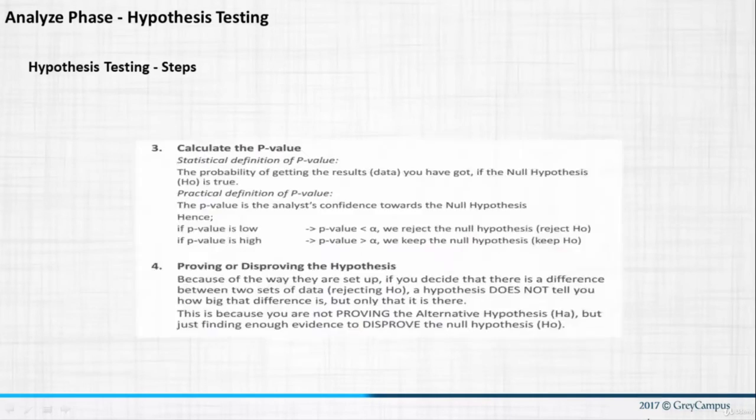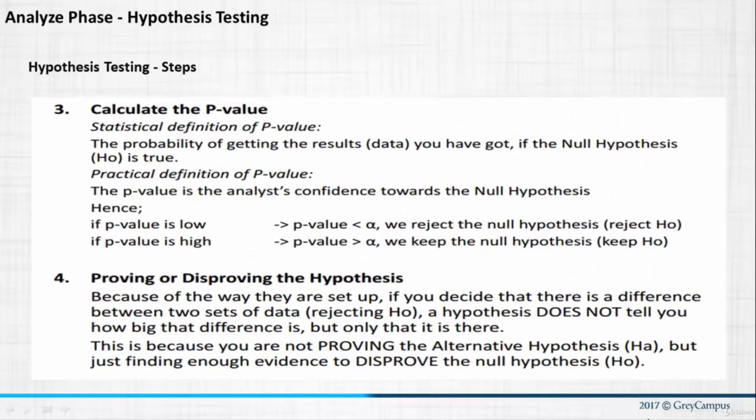The next 2 steps of hypothesis testing is to calculate a p-value. There are tables that allow us to do this, but there are also computers that allow us to do this much easier.